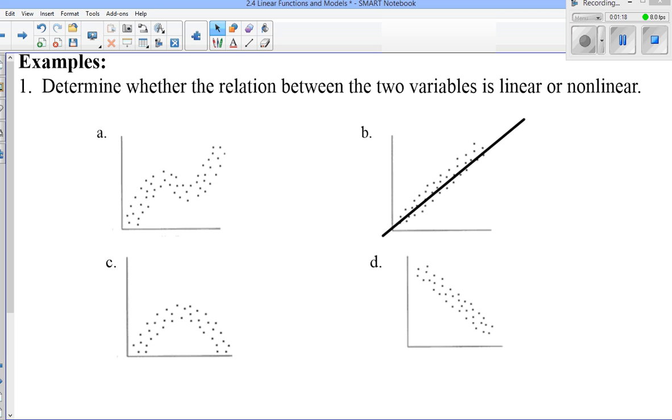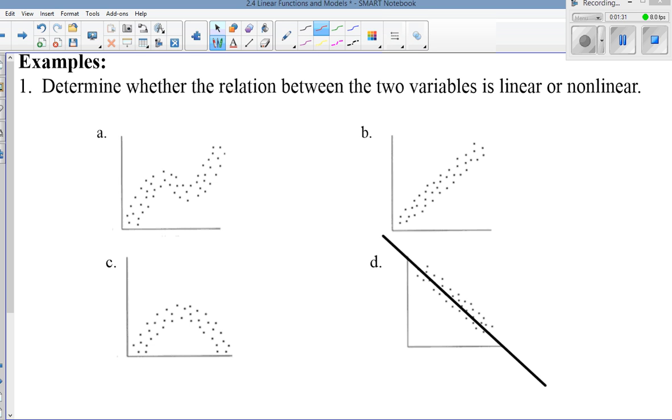Notice that B is very close to a linear relationship, and if we flip this down here, our D is going to be close to a linear relationship. So for a linear relationship, I'd say no, yes, for these two, and no for these two.